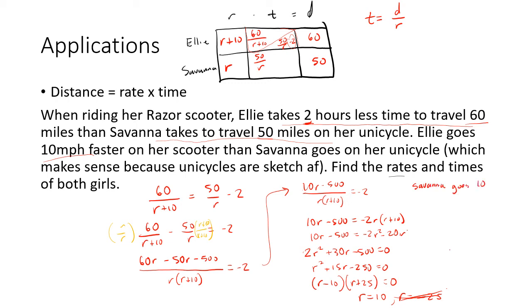So Savannah goes 10 miles per hour, but we also want to know what her time was. So 50 divided by 10 is 5 hours. Ellie, on the other hand, has a rate 10 more than Savannah's, so she goes 20 miles per hour, and her time is just 2 hours less than Savannah's. So she goes for 3 hours. So there's your answer. That one's pretty complicated because you end up with this quadratic and this rational equation that you have to deal with.